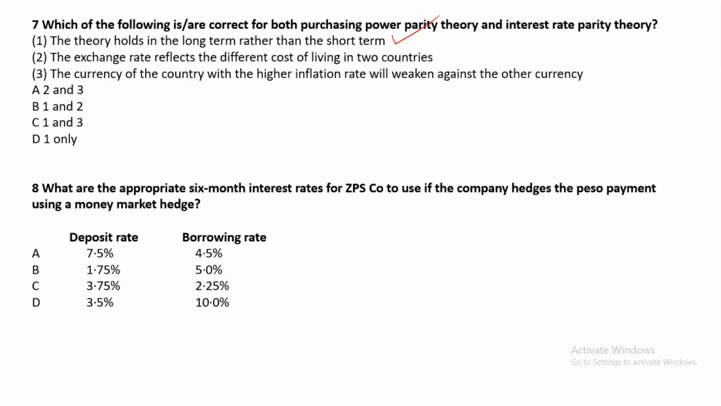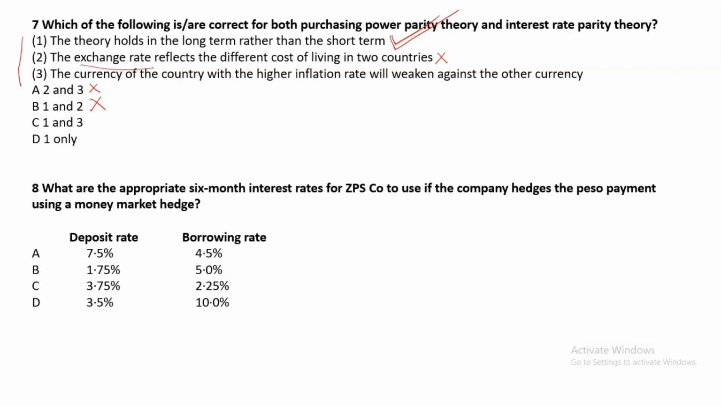What about two? The exchange rate reflects the different cost of living in two countries. Now, one thing you have to understand about this question is that these statements, one, two, three, should be congruent, should be supporting the views of the two theories. So we have determined that item one is actually consistent with both theories. However, item two, which talks of the exchange rate, is only affecting the purchasing power parity and not the interest rate parity theory, because the interest rate parity theory does not talk of the exchange rate. Are we together? It talks of the interest rate. So in that regard, statement number two is wrong. So everything that has a two should be wrong on your choices. So you are left with the C and D.